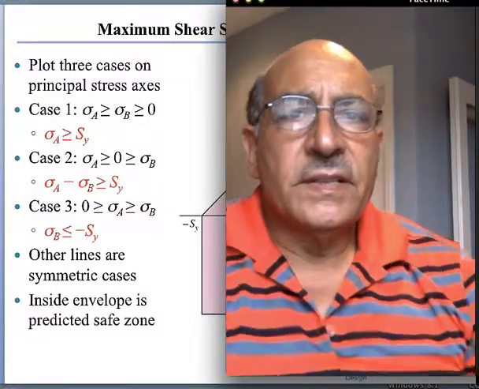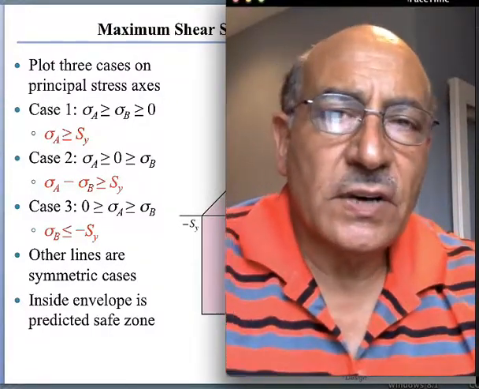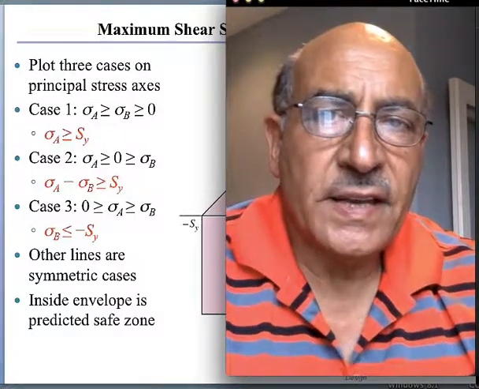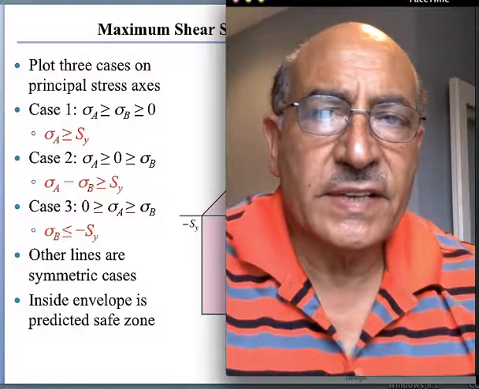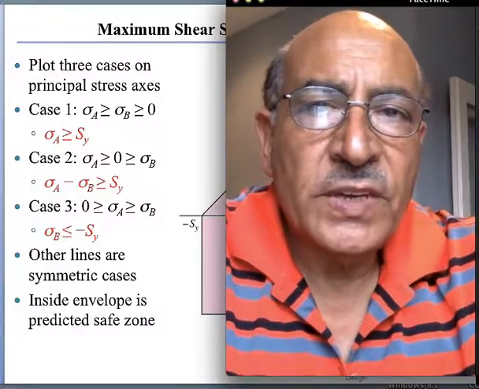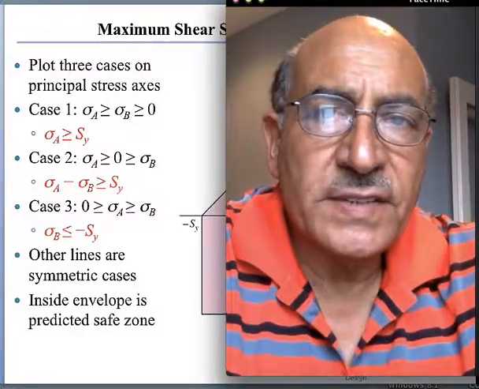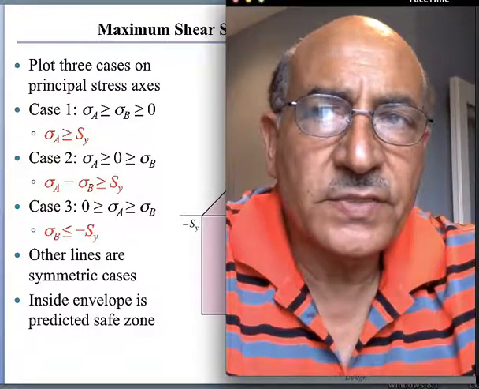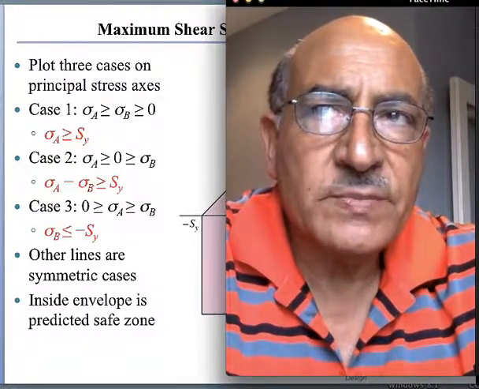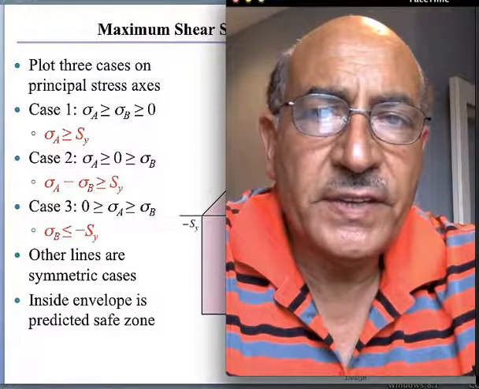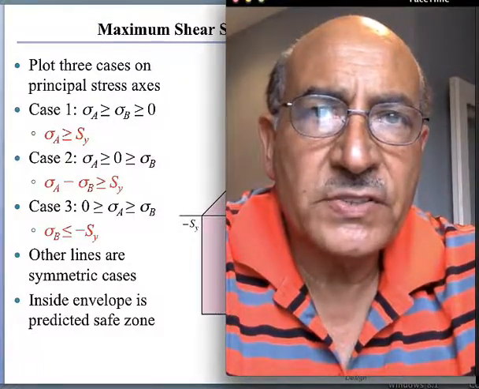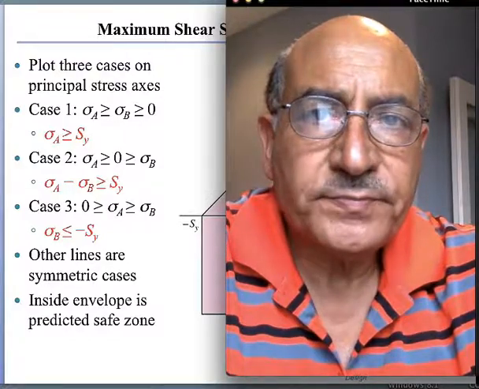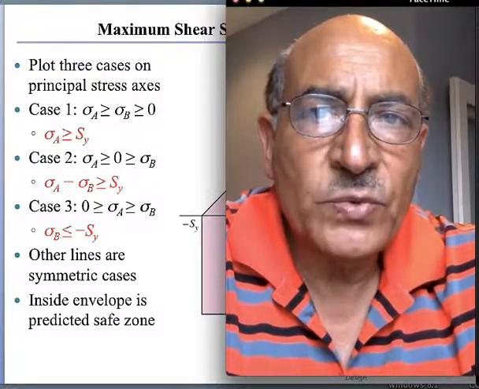Hello. In this lecture, we're going to continue our work on understanding failure criteria in ductile materials. We discussed two different criteria in the previous lecture. The first one is called the maximum principal stress theory, and the second one was called the maximum shear stress theory. And we will build on that.